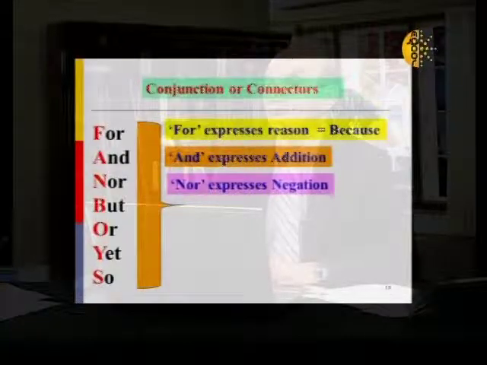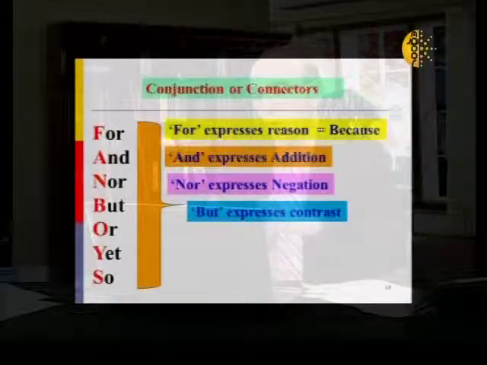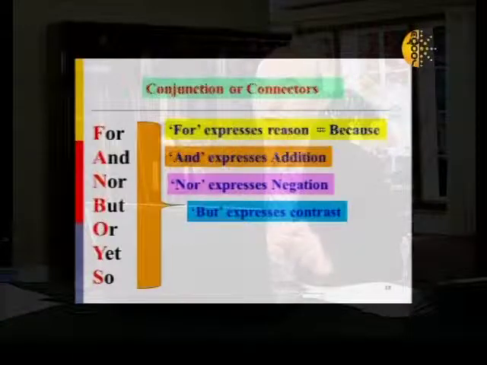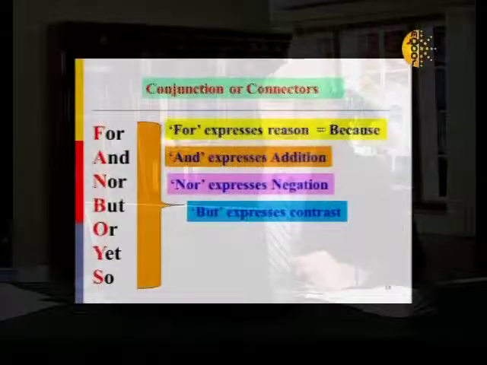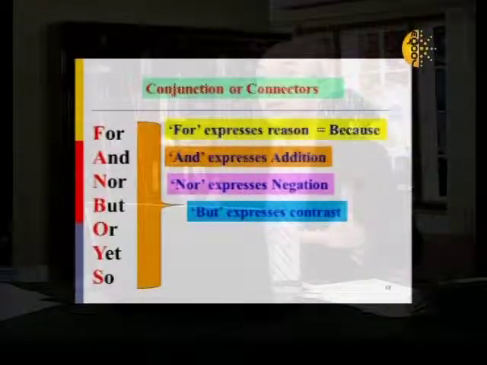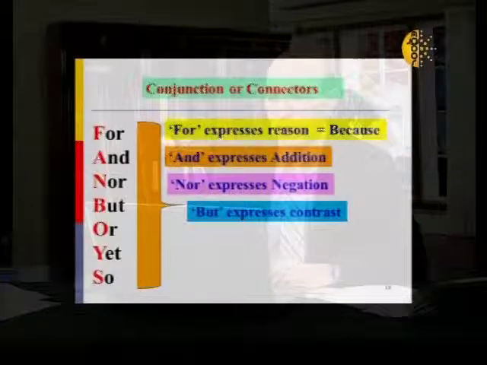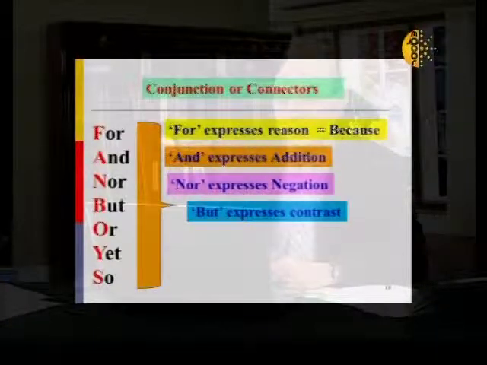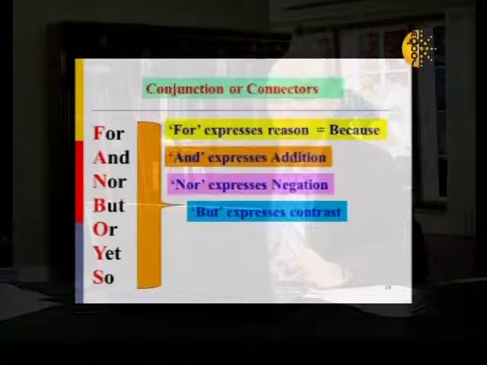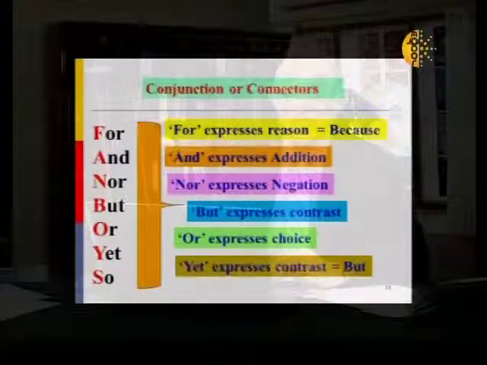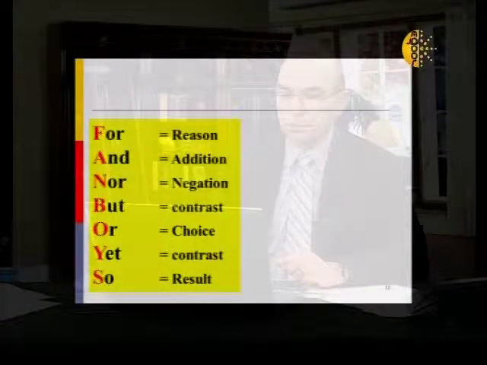Nor is not used a lot in spoken English, but is used in written English. It simply means negation. Two negative ideas are connected. But means express contrast. That two ideas don't agree with one another. You say, I went to the supermarket, but I didn't buy anything. Then why did you go to the supermarket if you didn't want to buy anything? So that shows a contrast. He's very sick, but he doesn't go to the doctor. The person is sick. He's supposed to go to the doctor, but he doesn't. So if two things are not logical, then you use but. Or shows choice, and yet is the same as but, and so expresses what? Results. Here are some examples.